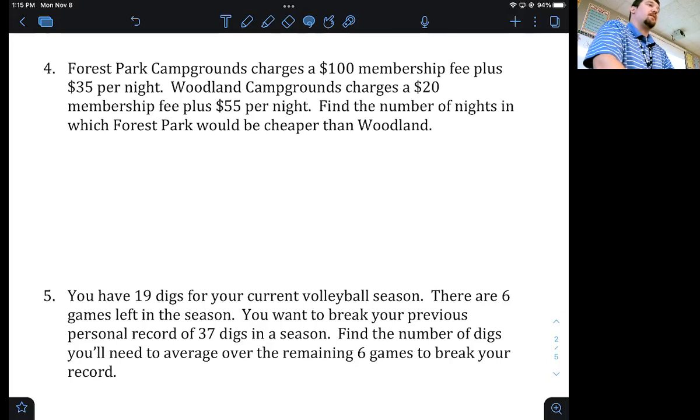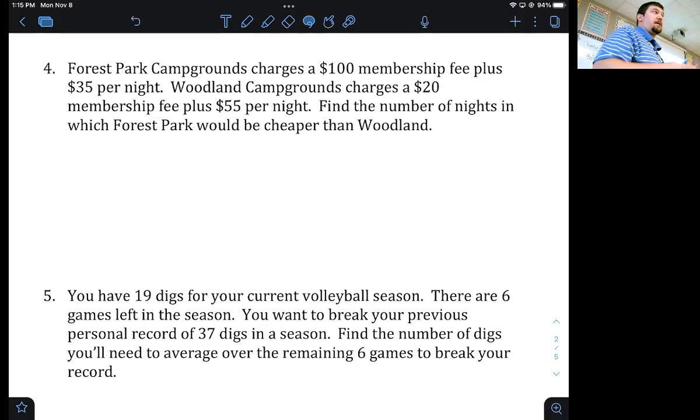Seth? Forest Park. They charge a lower rate per night, but they also charge $100. So initially, Forest Park is going to be more expensive. But because Woodland Park charges a higher rate per night, eventually it would catch up and Woodland Park would be more expensive. We need to find how many nights you could stay for Forest Park to be actually cheaper than Woodland Park. So it says find the number of nights.